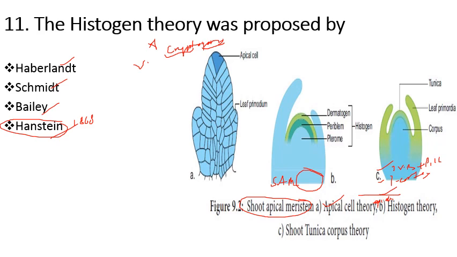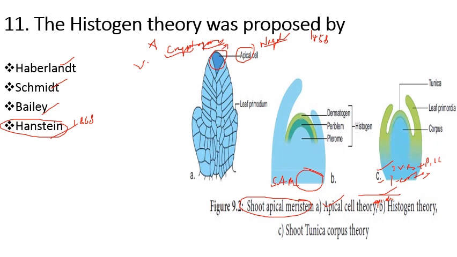So this apical cell theory was given by Nageli. This theory was proposed by Nageli in 1858. According to this theory, this apical cell is responsible for the growth of plant.